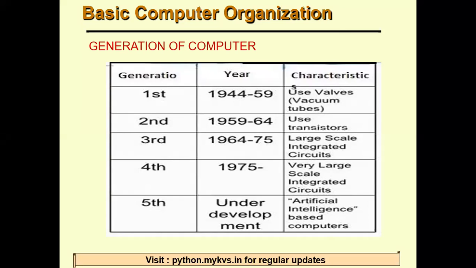And finally, the third generation, that is 1964 to 75, where they used integrated circuits. At that time, it was called large scale integrated circuits. And then the fourth generation came, that is in 1975, when it became very large scale integrated circuits. And now, currently, we are in the era of artificial intelligence based computers. So these are the 5 generations of computers.